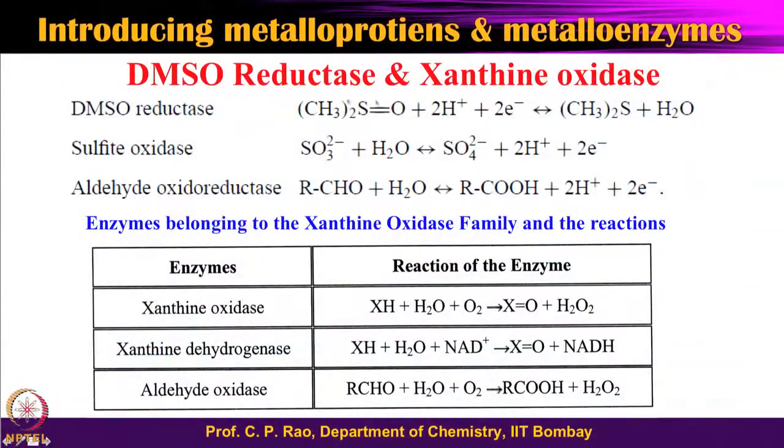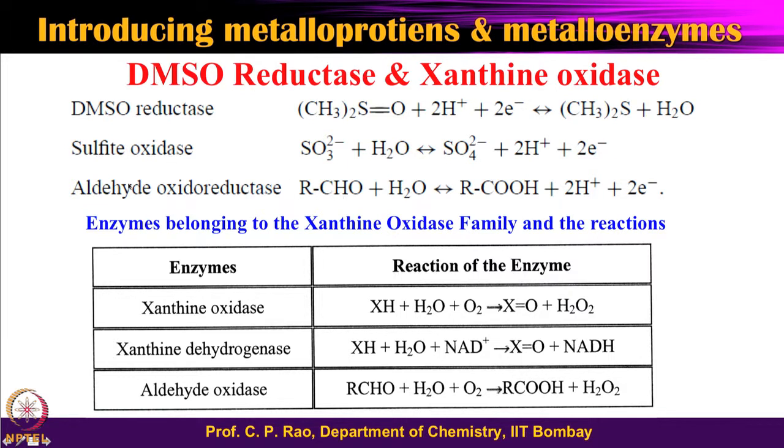But this is the essence of the whole thing. So, this essence now I will explain to you through a few examples. I have already given you the essence. Now, dimethyl sulfoxide, with 2 protons and 2 electrons, gives dimethyl sulfide, and you can make the reverse also if the enzyme is in the reduced state. If the enzyme is in the oxidized state, you will go in this direction. If the enzyme is in the reduced state, you will go in the other direction.